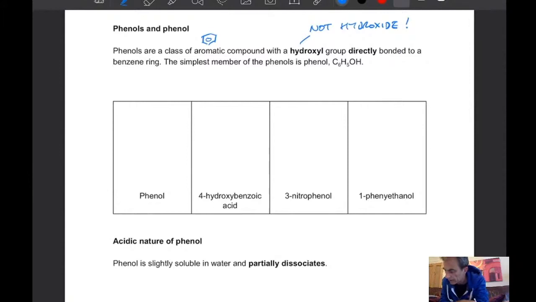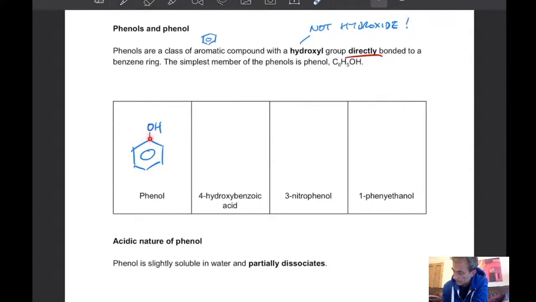Right, phenols and phenol. So aromatic compounds with a hydroxyl group, but it must be directly bonded to the benzene ring. The simplest member of the phenols is actually phenol itself, which has the formula C6H5OH. So we'll draw that in the table. Phenol is literally just a benzene ring, but instead of a hydrogen, here we've got an OH group. So that's phenol, C6H5OH.